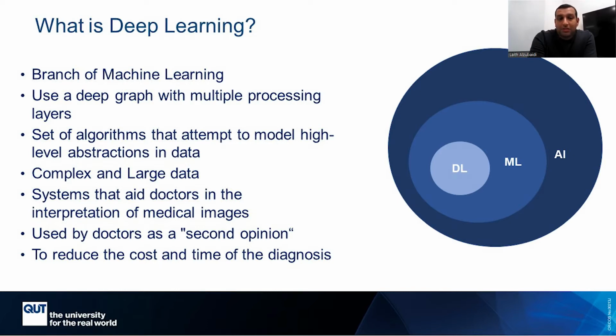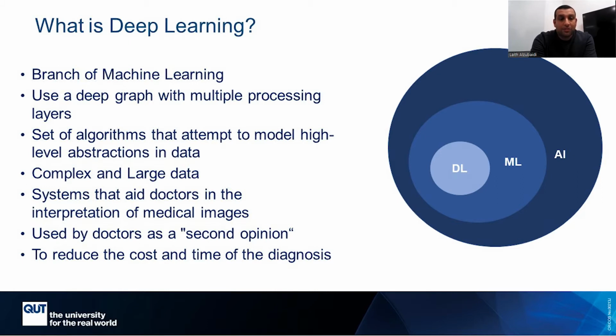This algorithm is basically a graph of multiple processing layers. These layers have filters to extract features from the input image, then feed these features to the classifiers in order to do the task, whether classification or detection and so on. The good thing about these algorithms is that they are good at dealing with complex and large data sets.